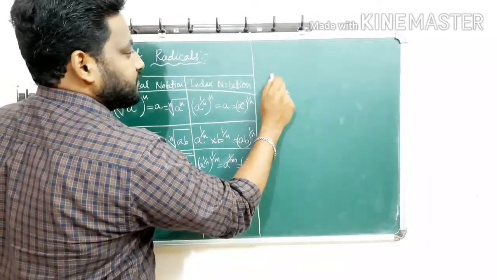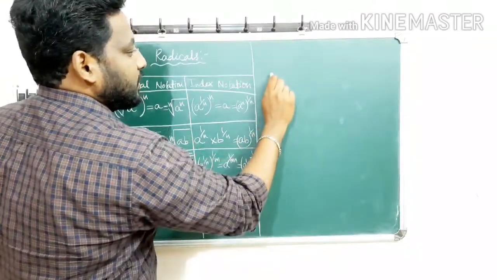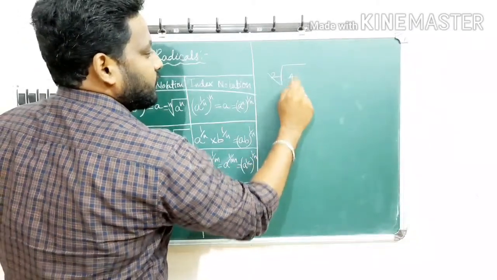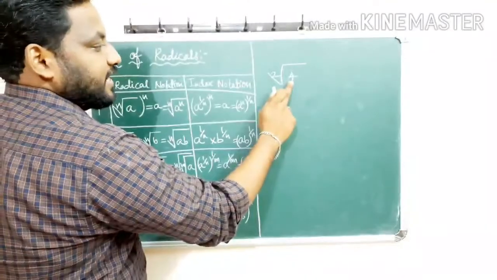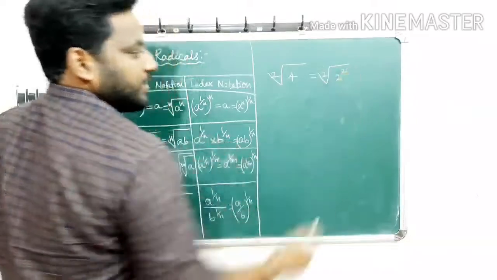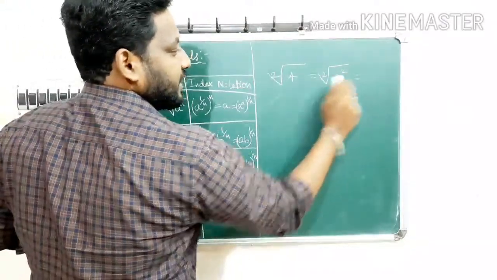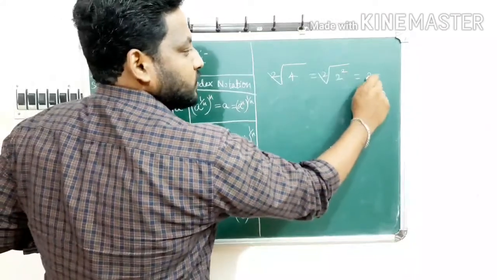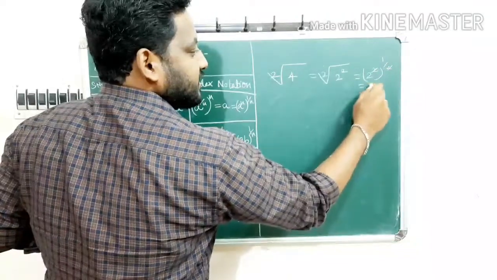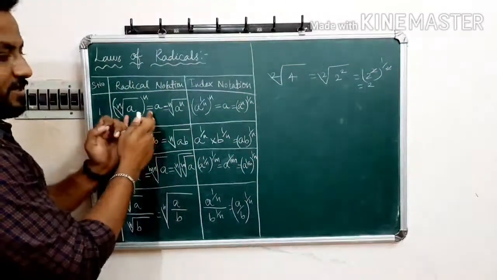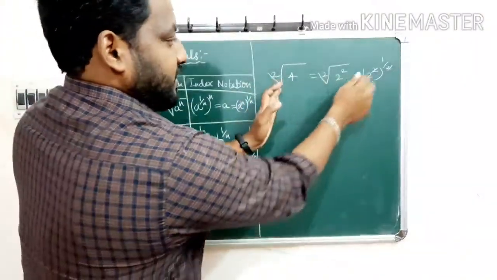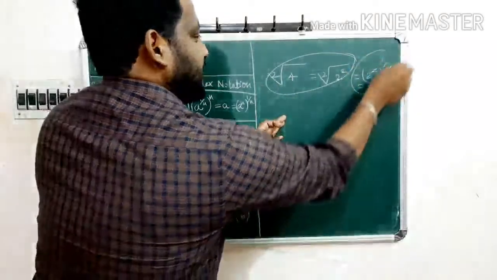For example, the square root of 4. This 4 we can write as the square root of 2 squared, which is equal to, we know the square root value is 1 by 2, so 2 squared, the whole power 1 by 2. So the 2 will be cancelled, which is equal to 2. This is the radical notation form and this is the index notation form.